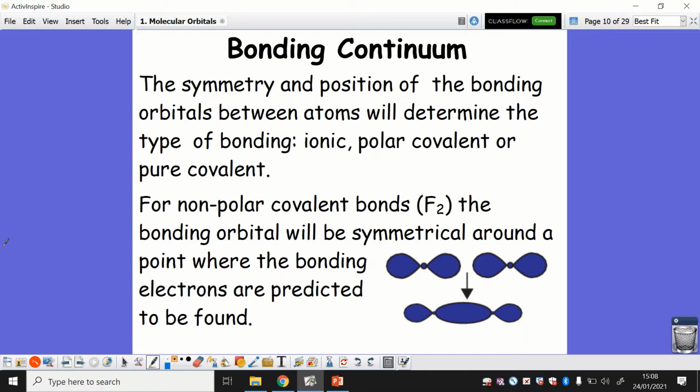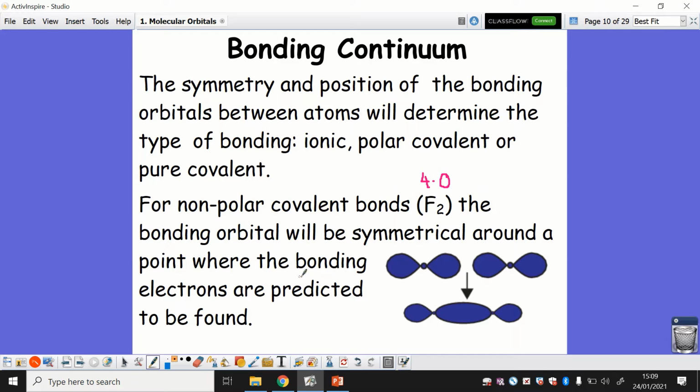Let's look at pure covalent bonds. So an example here of fluorine. Both atoms in a fluorine molecule have an electronegativity of 4. Because the pull from the nucleus in each of these fluorine atoms is the same, remember the outer unpaired electron in each of these fluorine atoms will be in a p orbital, which is why we're seeing that shape there.